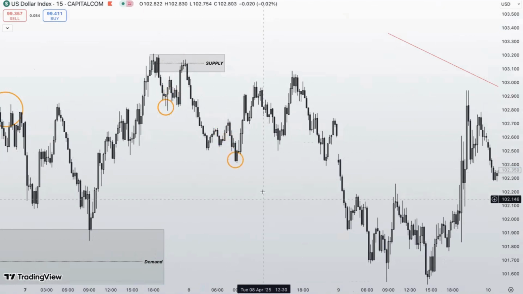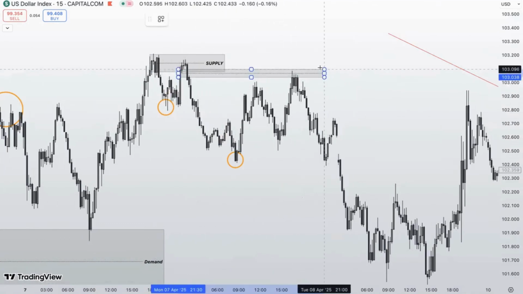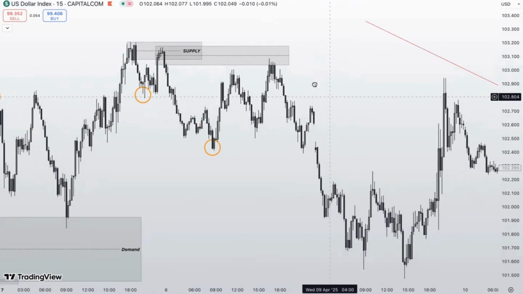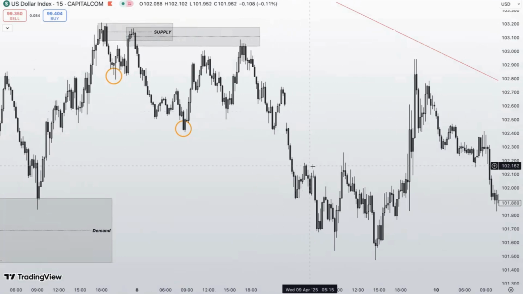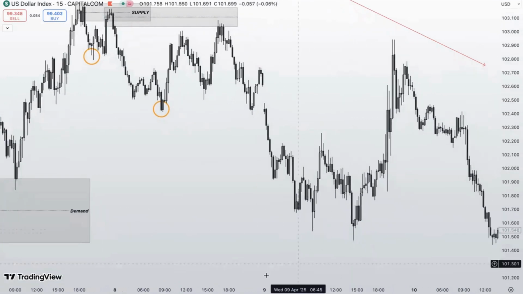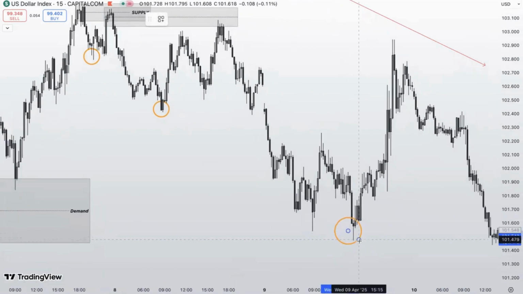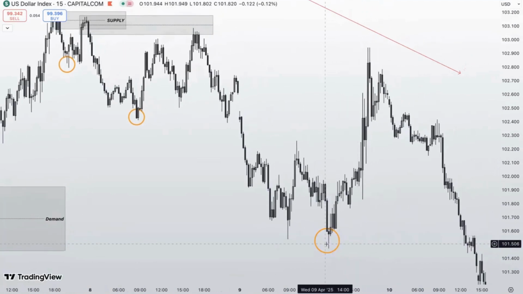And then what did the market do? The market then mitigated price, and then came into our point of interest, which is this area right there. And then what did the market do from there? The market then flushed towards the downside, forming newly formed lows, which is this area right there. And then from there, what did the market do after this?